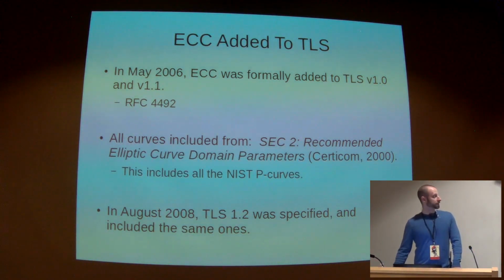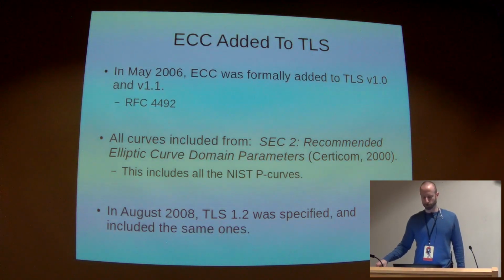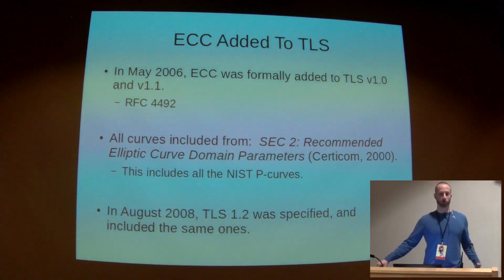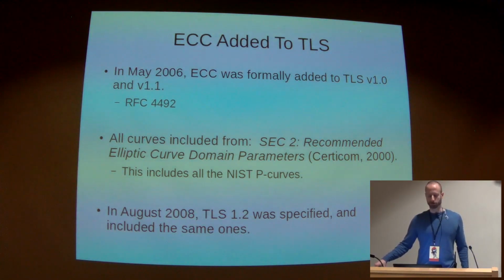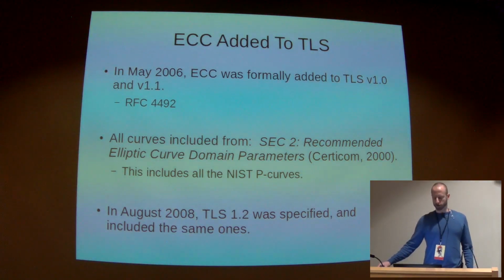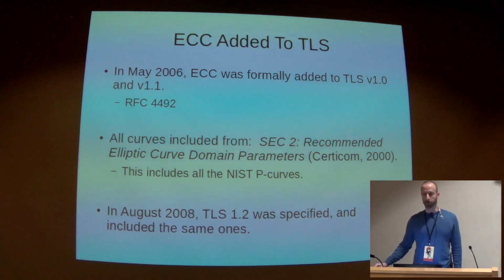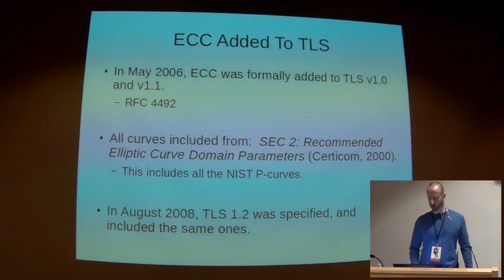In 2006, ECC got formally added to TLS versions 1.0 and 1.1 in that RFC spec. It referenced what was in the SEC 2 document that came out in 2000. That SEC document included all the NIST curves. So effectively TLS 1.0 and 1.1 had the NIST curves as of May 2006. Then in August 2008, the TLS 1.2 spec came out and said, we'll just import all the things from SEC 2. So again, all the NIST P curves made it in there.